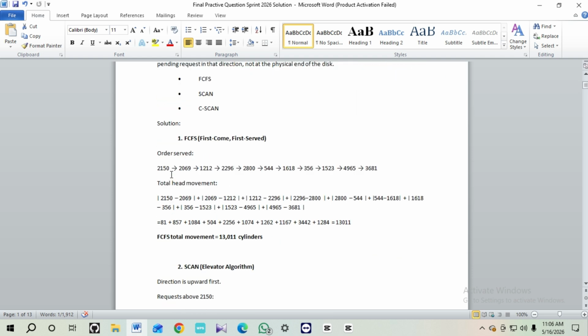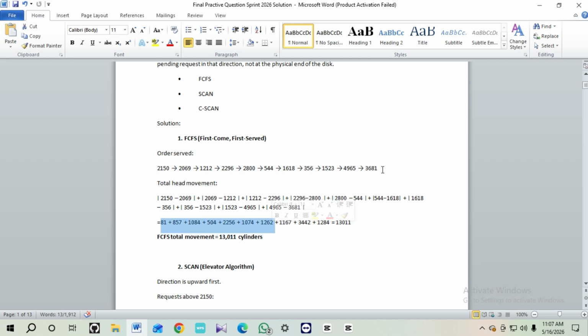So you see that every time, from 2150 the cylinder moved to 2069, so the total movement is 81. Here you see this difference. Now from 2069 the cylinder head moved to 1212, so here the difference is the cylinder movement. This way from 1212 the cylinder moved to 2296, so the movement is this difference. So this is how first come first serve works. From every cylinder movement we take the difference and find the cylinder movement.